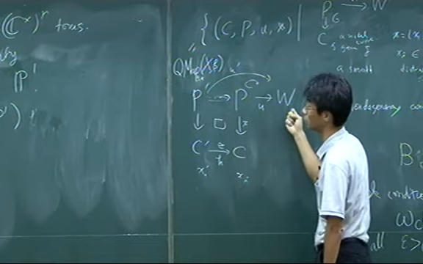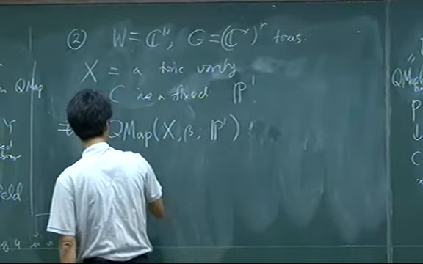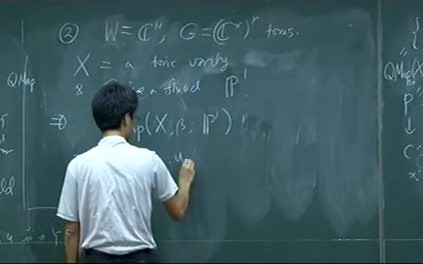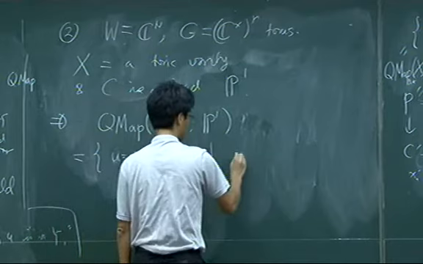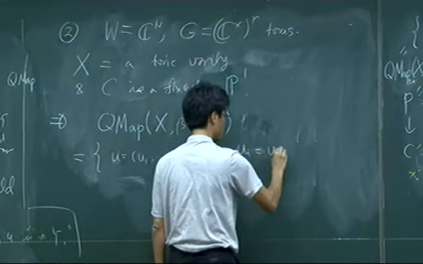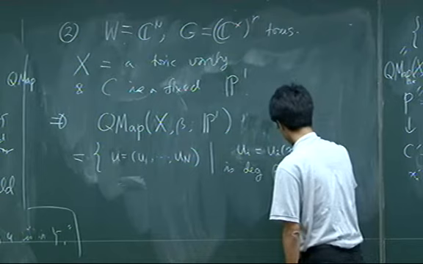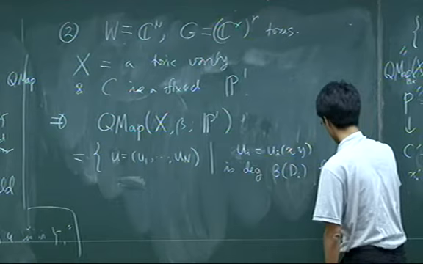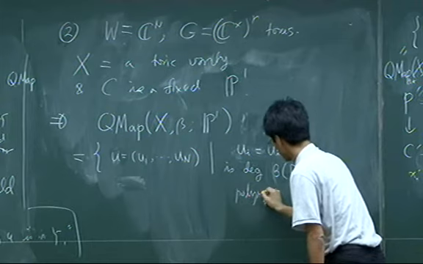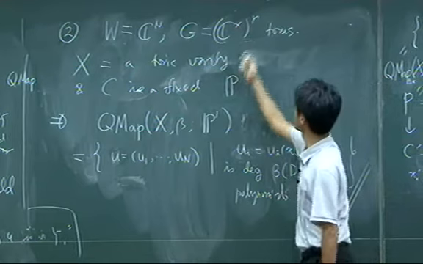And this, so fix P1, and then this data is exactly equal to a collection of sections U1 through U_N, the dimension N, such that the degree of U_i is beta of D_i, homogeneous polynomials in X on Y, and quotient by the induced group action.